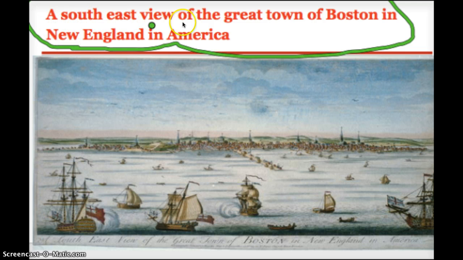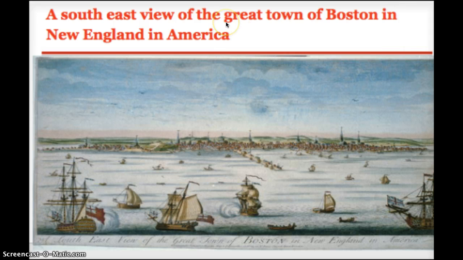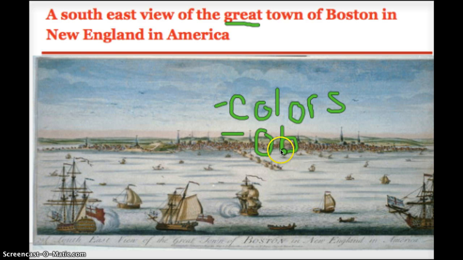The title says, "A Southeast View of the Great Town of Boston in New England, America." That word great is usually a positive word. So I'm thinking he probably likes Boston. Now let's look at the picture. We want to look at colors they use. We want to look at how they portray objects. If anything in the picture is changed to make it look bad. What mood is it setting?